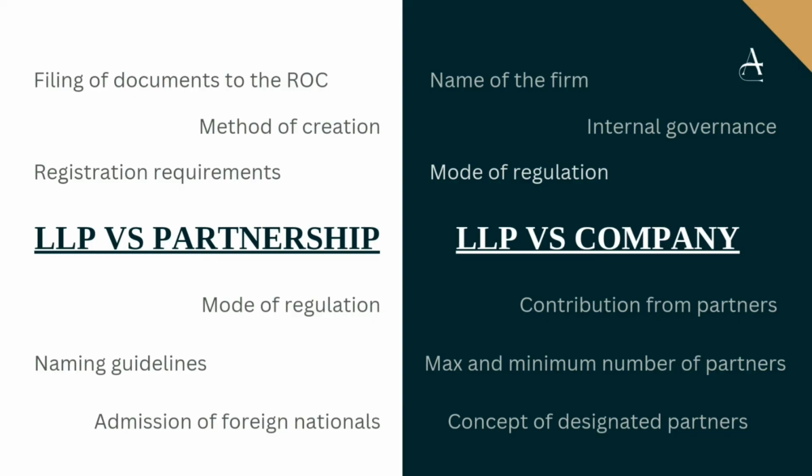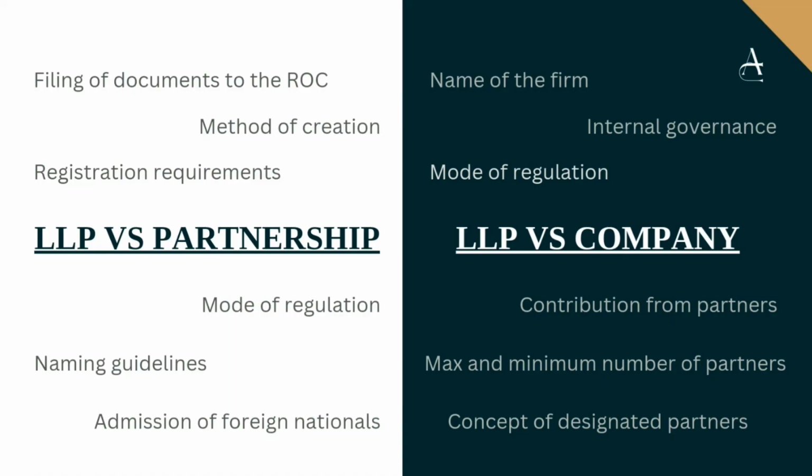Then the method of creation. An LLP gets created when you comply and register according to the LLP Act, whereas for a partnership, you get into a mutual agreement between partners. That is how the partnership gets created. LLPs are regulated through the LLP Act. A partnership is regulated by the Partnership Act. There is no particular naming guideline for a firm's name for a partnership. But if it is an LLP, it is mandatory that LLP should be added as a suffix to the firm's name. Then LLPs can have foreign nationals added, but as I said, there should be at least one designated Indian resident in an LLP.